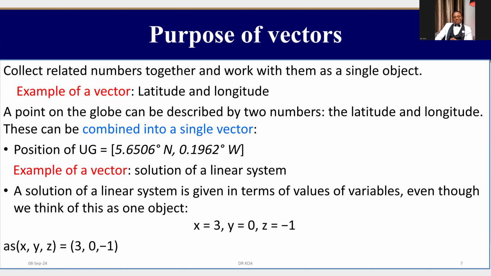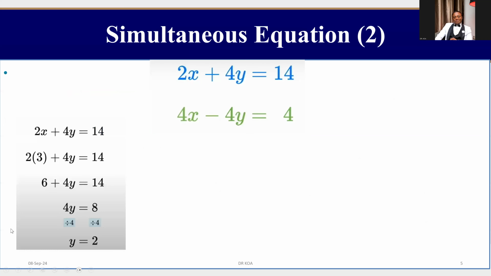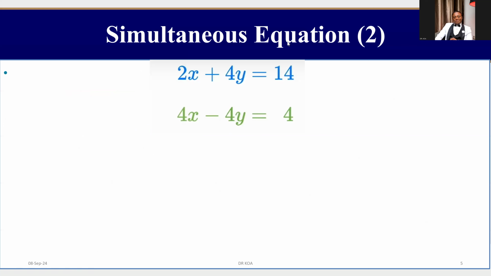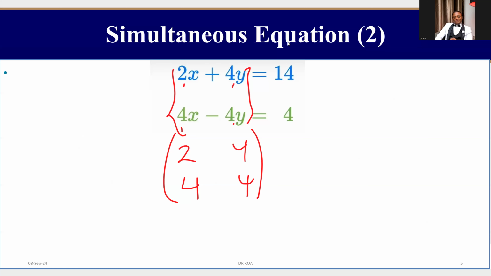Also, in simultaneous equation systems, you can use vectors. You can represent a simultaneous equation in a vector form. If we go back here, the simultaneous equation that you are seeing on your screen right now, I can write it in a vector. You take the numbers, one number following the other. So you can take 2, 4 in that order, 4, 4 in that order, and I put a bracket around it. The unknowns are the X and the Y.